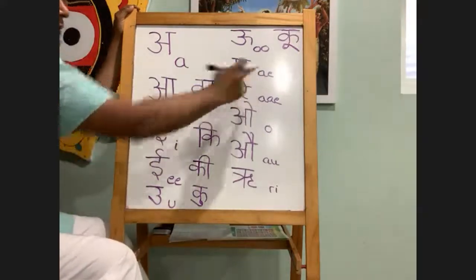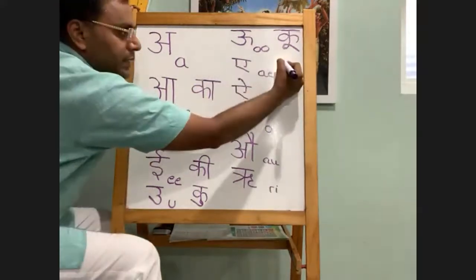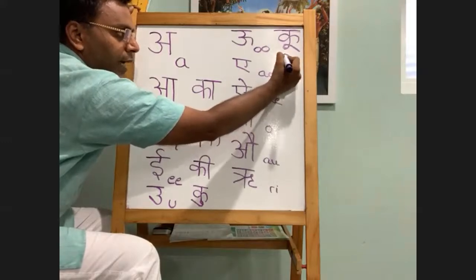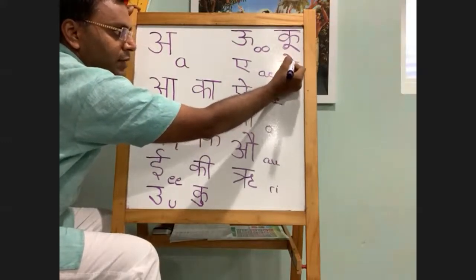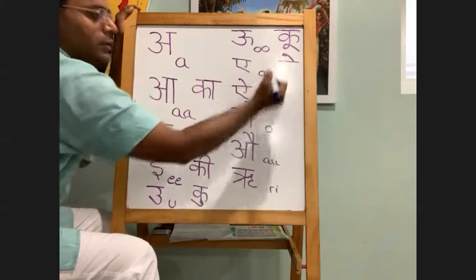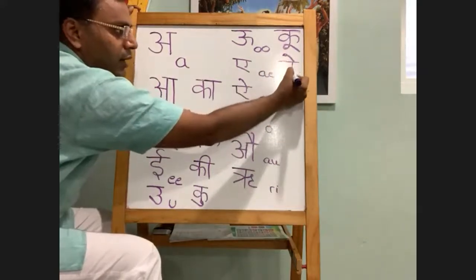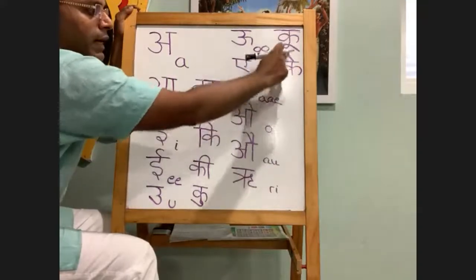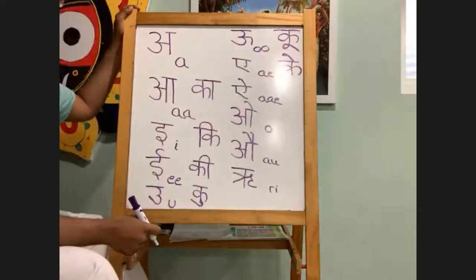Then A. A is represented as one straight line, or one line on top. It starts and then goes in front, ending with a loop. So like ka plus A will be ka and the A matra, like in kela.